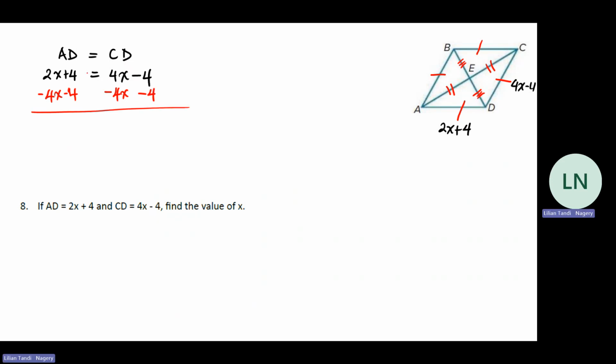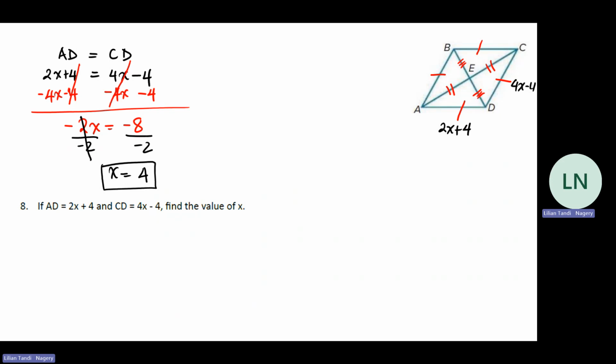Okay, so this becomes 0 and this becomes 0. So this will be negative 2x is equal to negative 8. Then you will divide by negative 2, divide by negative 2, x is equal to 4. You box your answer. You should also check.